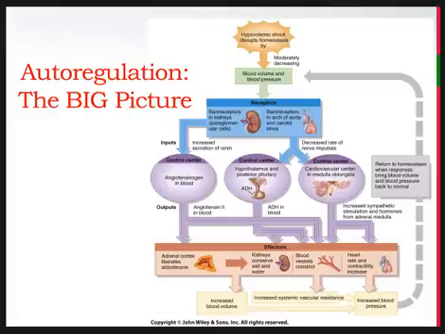Okay, let's talk about this big picture, this autoregulation big picture. Let's just work through this. I know it's intimidating when you first look at it. You've got multiple receptors, you've got three separate control centers, you've got effectors all over the place, but really what we're looking at here is just autoregulation.